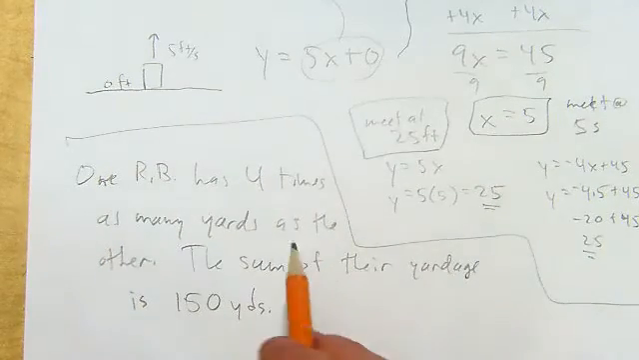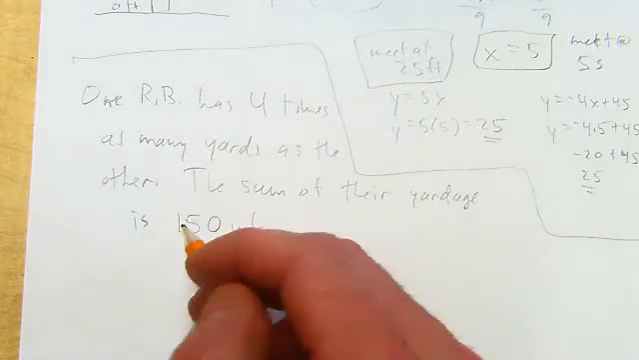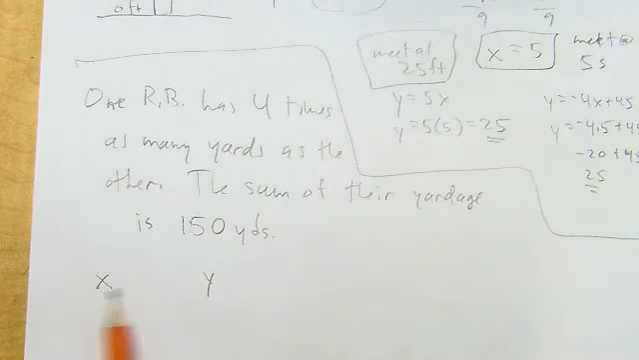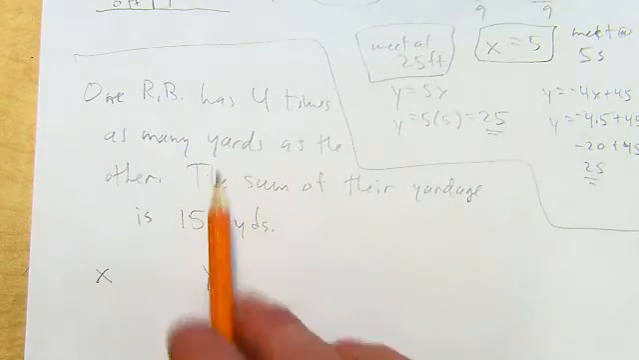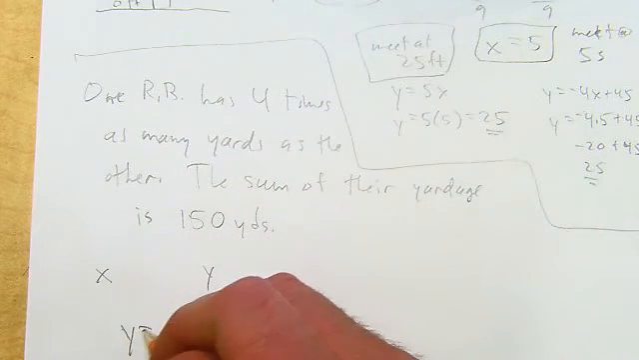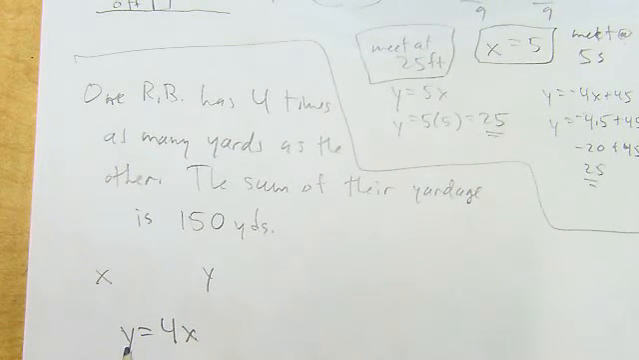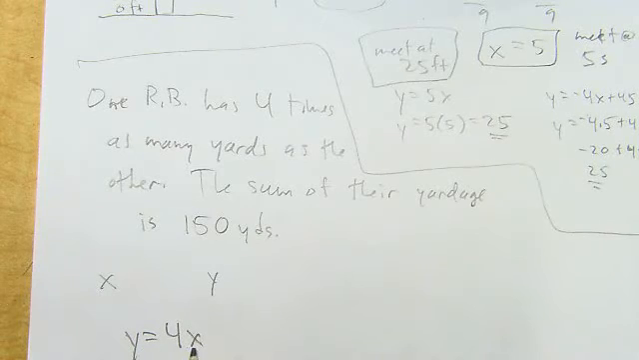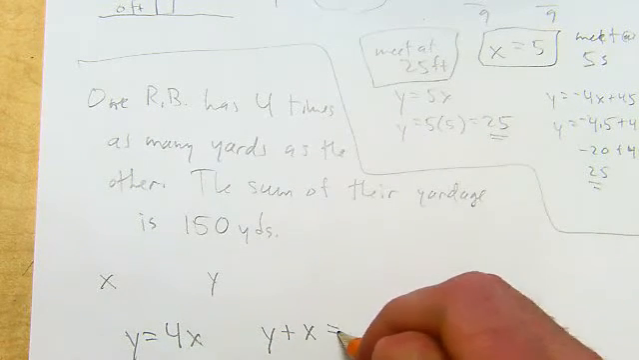So let's write equations for this. It'll say write 2 equations, solve the system. One of the running backs is x and one is y. That would be what we define as our variables. One is 4 times the other. So I'm just going to say y is equal to 4x, right? Because that would mean this y is 4 times bigger than x. That means one is 4 times the other. The sum is this: y plus x equals 150.